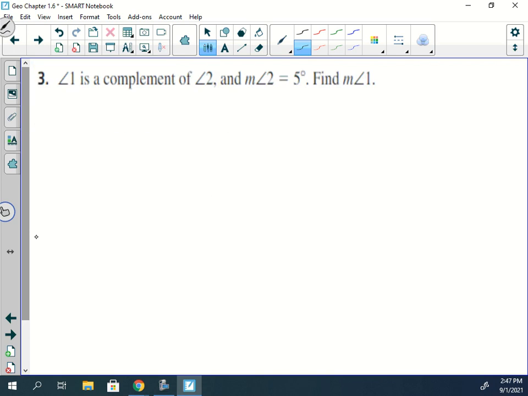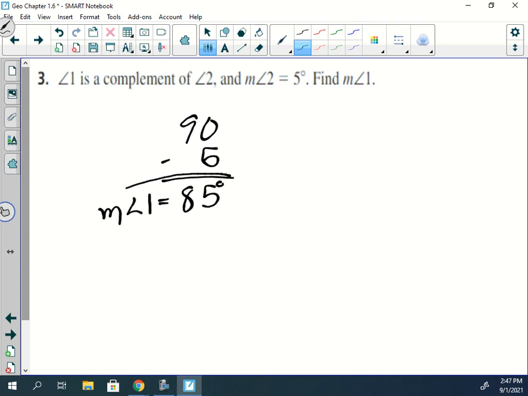How about this one here? Angle 1 is a complement of angle 2, so what do they do? They add together to be 90, so we'll do 90 minus the given angle. So the measure of angle 1 is 85 degrees. I say just put this on our test.